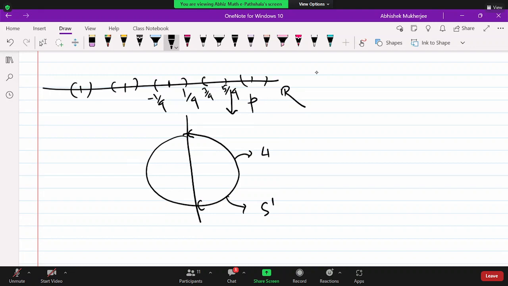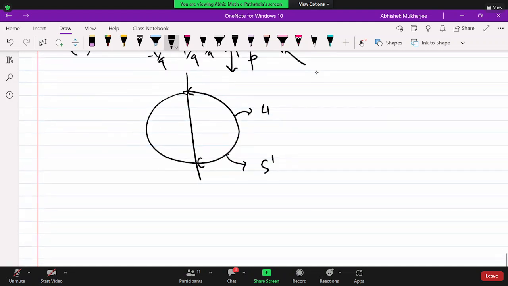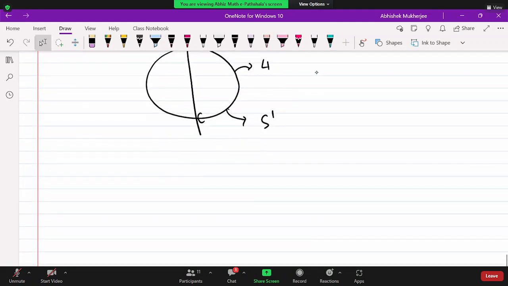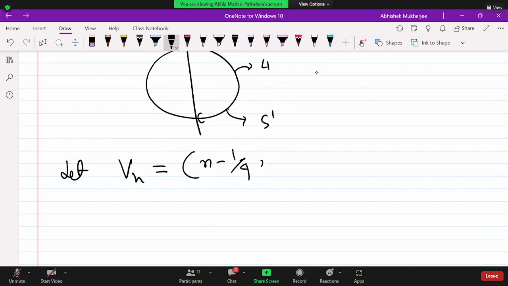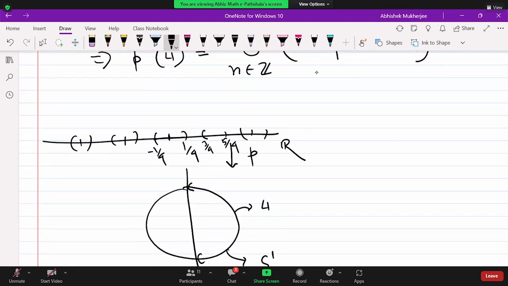So each of these small open intervals will be collapsed down to U. Why? Let Vn be the closed interval, the closure of the open interval (n minus 1/4, n plus 1/4). You just take any one of these, suppose this one, okay?